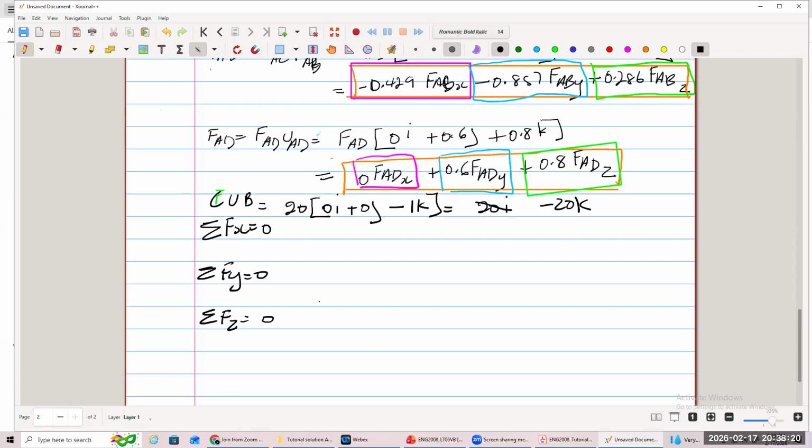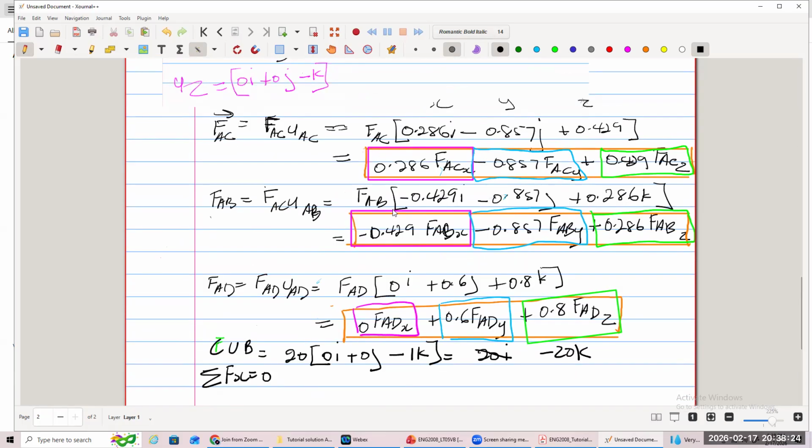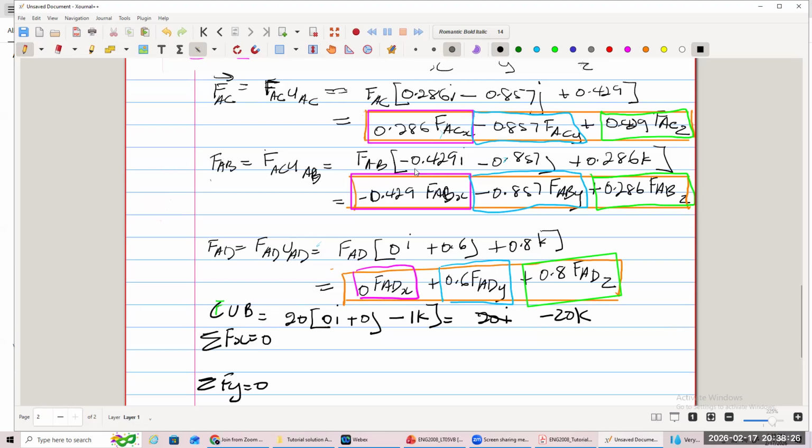So for the first one, we look for everything in the X and we group them together. I think I need to move something here. They're a little bit too close.